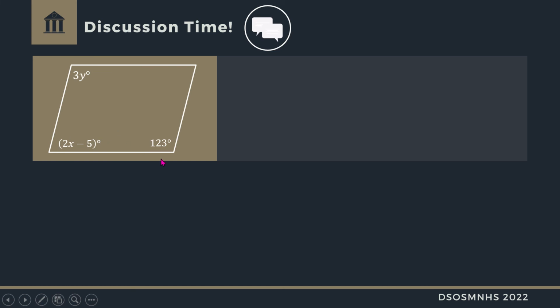So, consecutive angles are supplementary. Solution. Y is 41. Why 41, sir? Since opposite angles are congruent, by solving, 3y is equal to 123. So, to solve for y, divide by 3. That is divided by 3. 123 divided by 3. So y equals 123 divided by 3, which is 41.